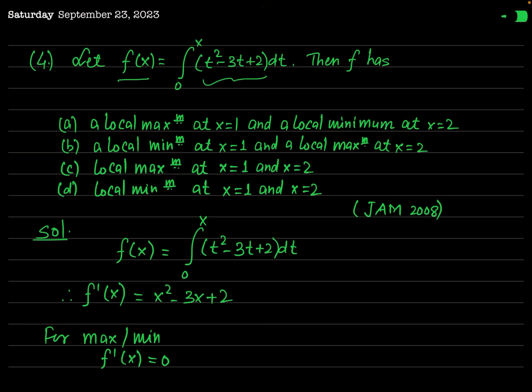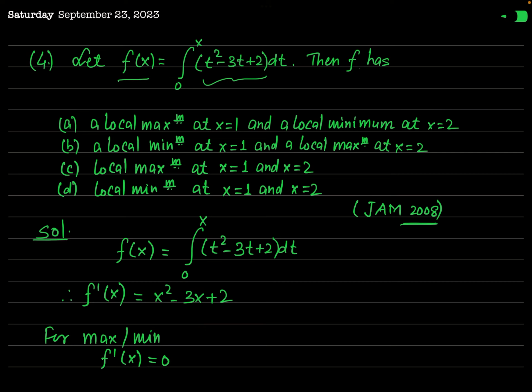The first option says this function f has a local maximum at x equal to 1 and a local minimum at x equal to 2. The second option is just the opposite of the first option. And in this way there are 4 options here and we have to select the correct option. This question was actually asked in the IIT JAM examination 2008.